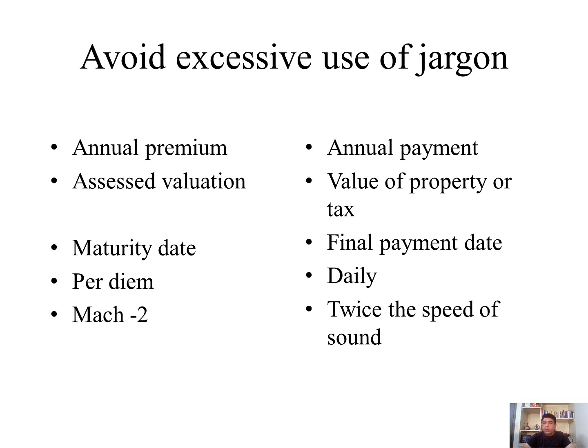In a similar vein, we should also avoid the excessive use of jargon. Jargon is the technical language used in any field. For example, whether you are in the field of science versus in accounts, it is better to avoid the use of jargon and use plain English words, especially when you're talking to lay people who may not be able to understand the jargon in that given field. For example, if you're in accounting and you use the word annual premium, saying payment might be better.